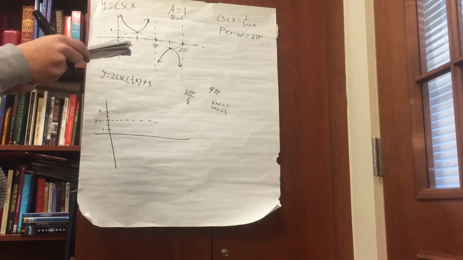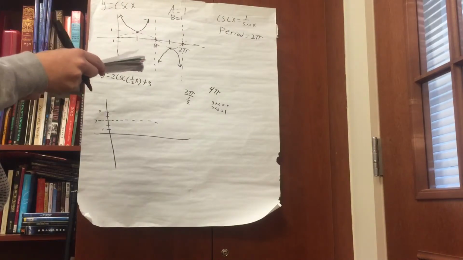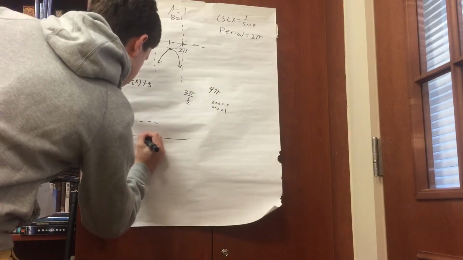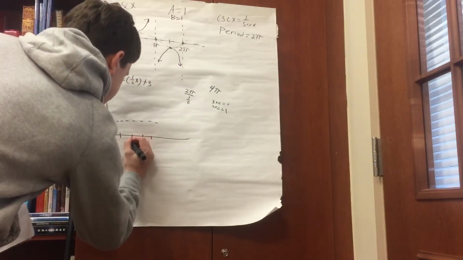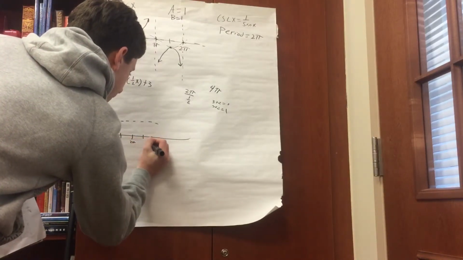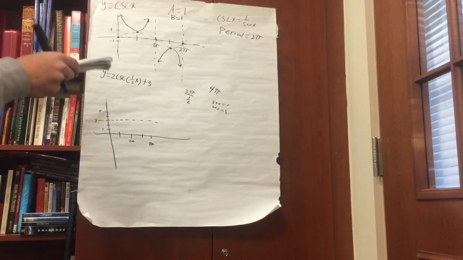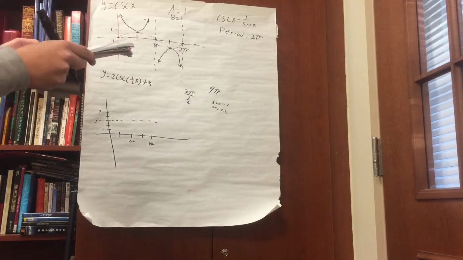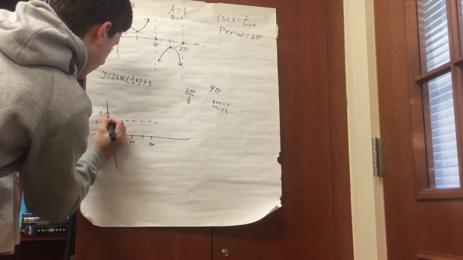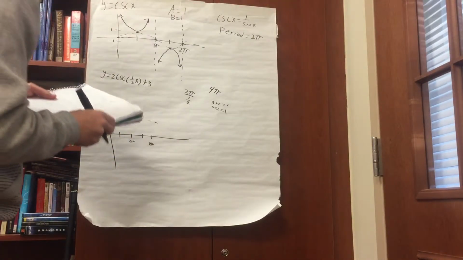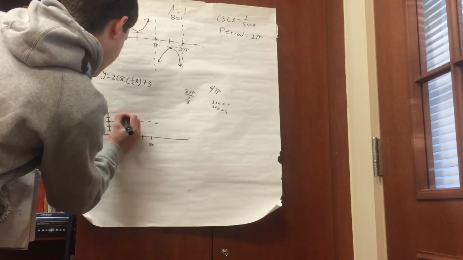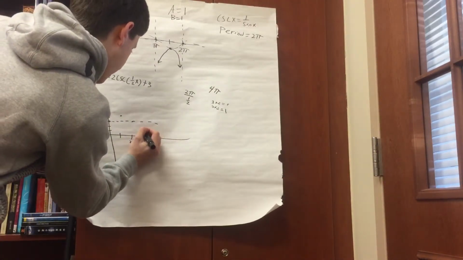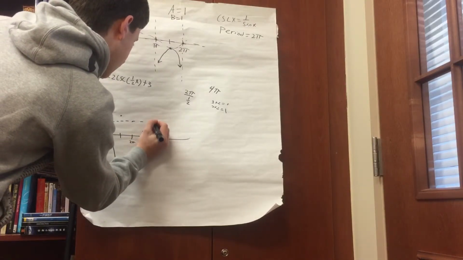So since your period equals 4 pi, you have 2 pi and 4 pi. The next thing you do is your first point is going to be on the 3. Your second point is going to be on the 5. And it's going to be in the middle right here. It's going to be on the 1 down here. It's going to be on the 3 up here.